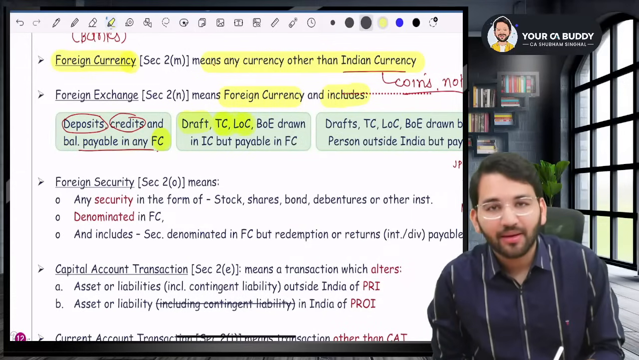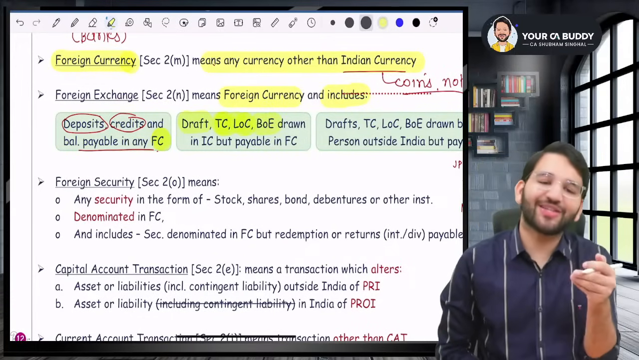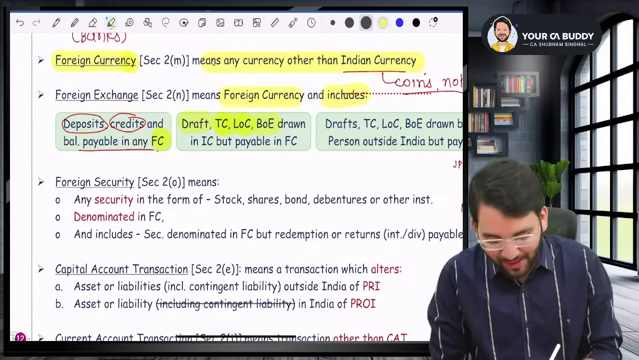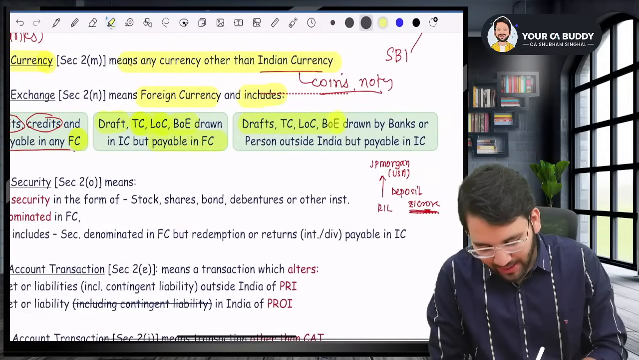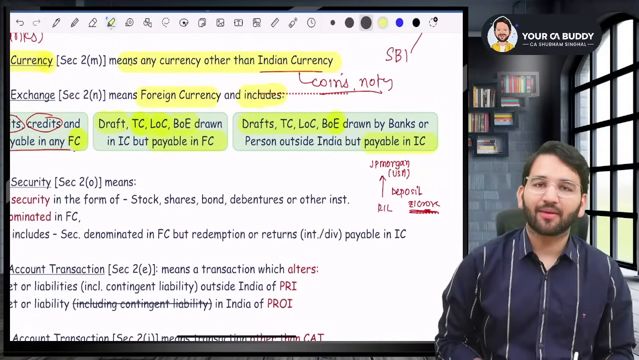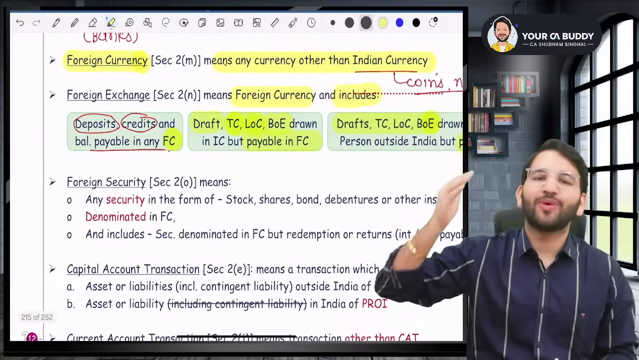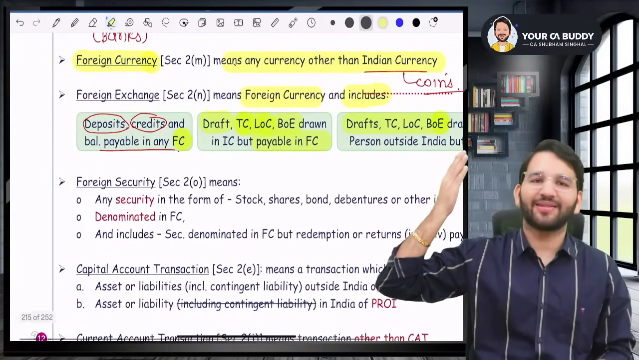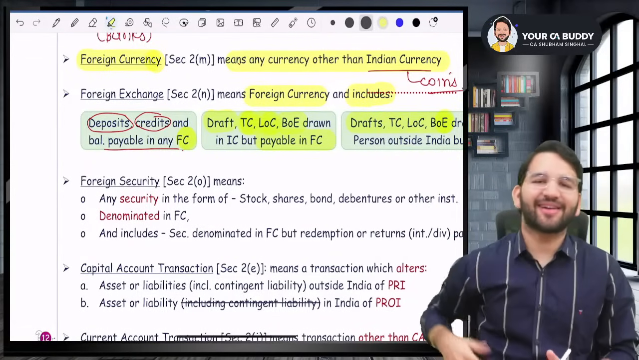Sir, LOC, letter of credit, BOE, bills of exchange, drawn in Indian currency but payable in foreign currency. It is usually payable in foreign currency. And the same thing which is payable in Indian currency. So draft, demand draft, traveler's check, letter of credit, bills of exchange, which is payable in foreign currency or Indian currency, or deposits, credits, or balance payable, everything will be considered as foreign exchange.